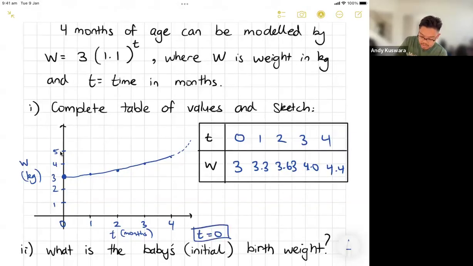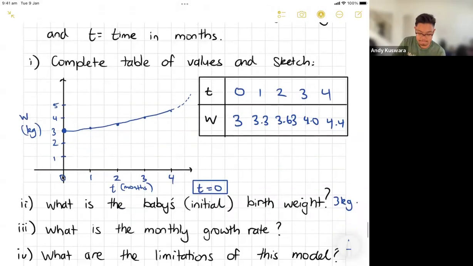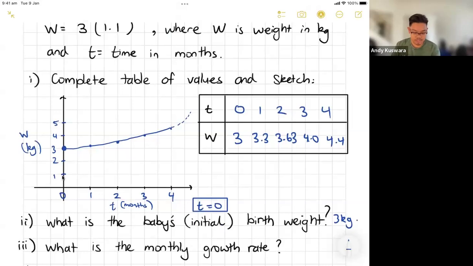Initial is a fancy way to say when there's no time that's been going on. That's a fancy way to say time equals 0. So how big was this baby when he was born? What was the weight? This particular one is 3 kilos. Okay. Now, this question is an interesting one.